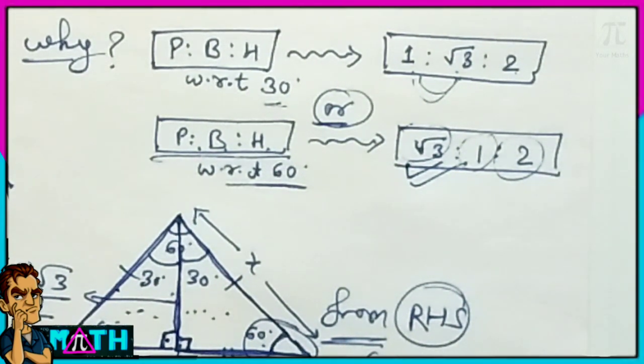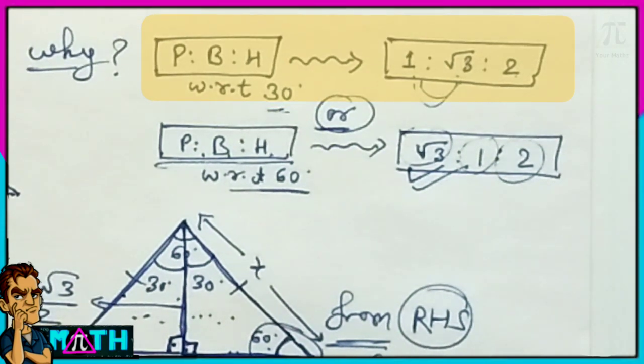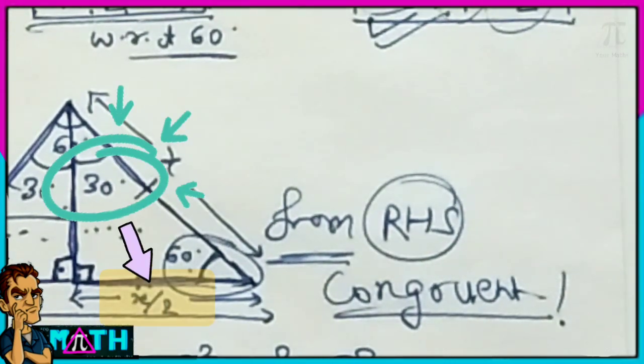But with respect to 30 degrees, the perpendicular is to base is to hypotenuse ratio is 1 is to root 3 is to 2, because with respect to 30 degrees the perpendicular is x by 2.